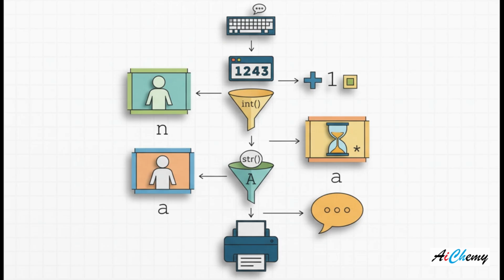See that? We ask for the name and store it. Then in one single line, we ask for the age and we convert it to an integer using the int function. Super efficient. Then we do our simple math, and for the final printout, we have to convert the age back to a string with the str function so we can mash it all together into one nice sentence.